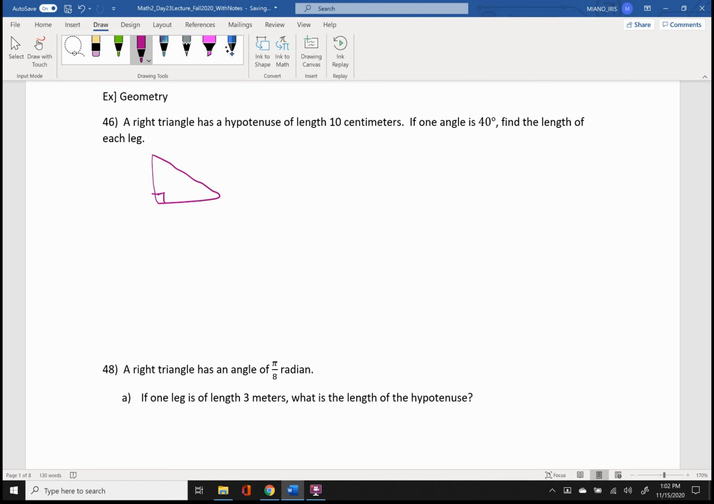And what do we know about this triangle? Well, its hypotenuse is 10 centimeters, so we can go ahead and label the longest side, or, said another way, the side opposite the right angle is always the hypotenuse. And furthermore, one of the angles is 40 degrees. So let's say it's this one right here. I'll put a little arc in there and put 40 degrees inside. So this is all that we know about the triangle, and they're asking for the lengths of each leg. So let's label this length X and this other leg length Y, just to give it some kind of name.